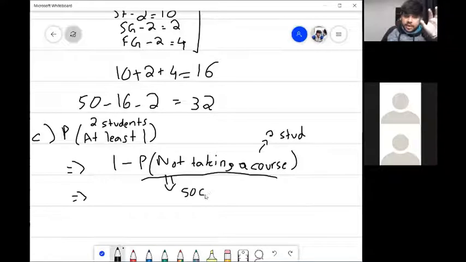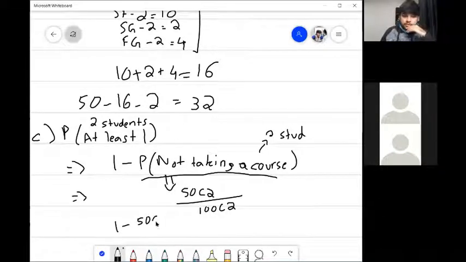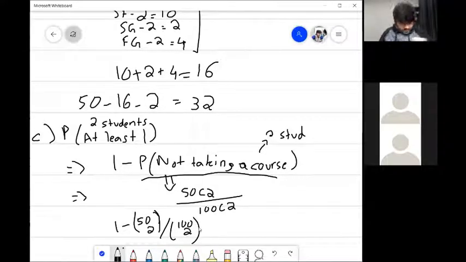This will be 50. The target group that I have is 50 C2, divided by the total number of possibilities of you picking two students out of 100. So that's 100 C2. So essentially my answer is 50 C2 divided by 100 C2. I don't have this calculated, but I'll just check. So 50 C2 is 1225. 1225 divided by 4950. That's 49 upon 198. So 1 minus that will be 149 divided by 98.